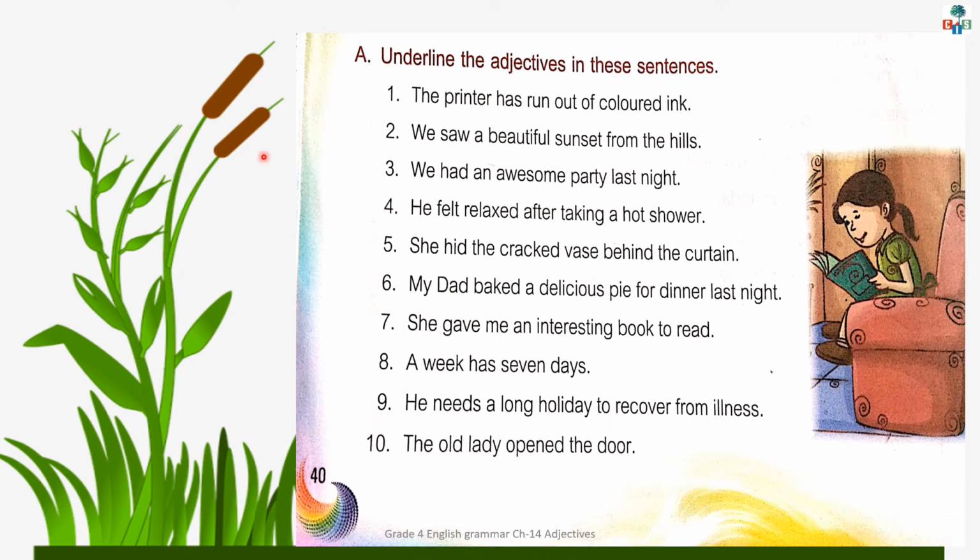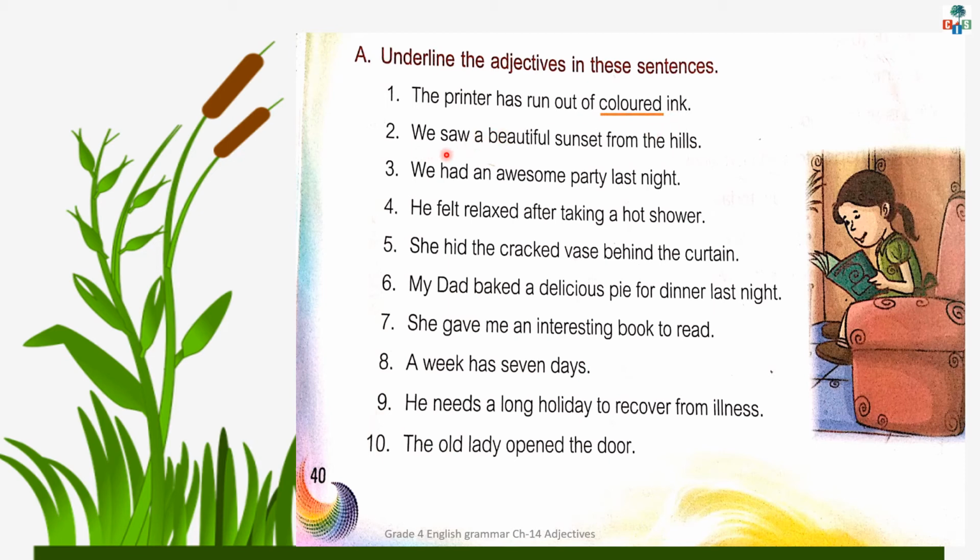The exercise A, which is on page number 40, underline the adjectives in these sentences. Now children, you have to find out the adjectives and underline the adjectives. Number 1, the printer has run out of colored ink. Now in this sentence, ink is a noun. And what kind of ink? Colored ink. So color is an adjective in this sentence.